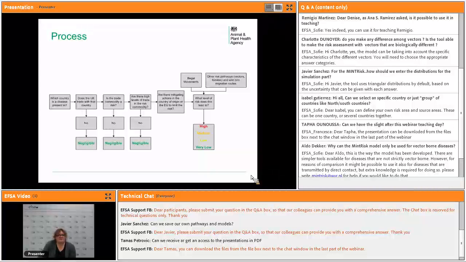Then we have the questions around mitigating actions. And we also have questions about other risk pathways, particularly wild bird migration routes, and the illegal movements, as we mentioned before. And that is all tallied up through a particular algorithm to give you a final risk score.